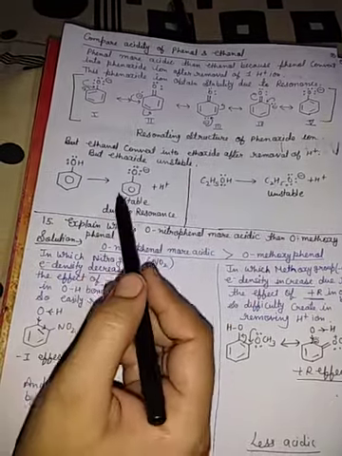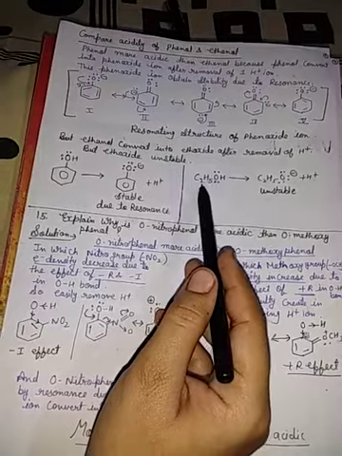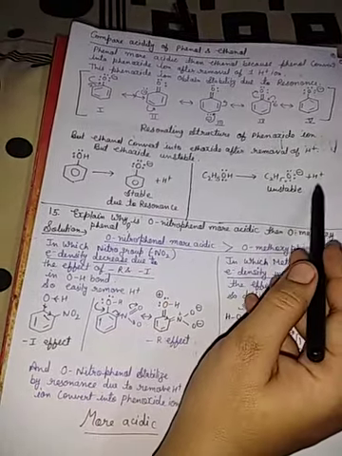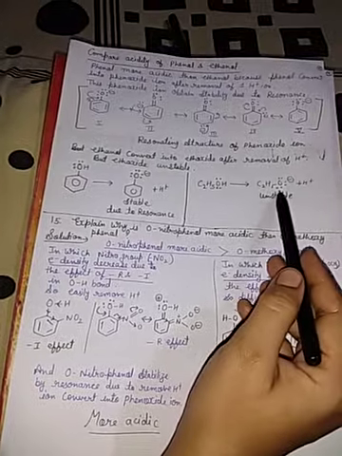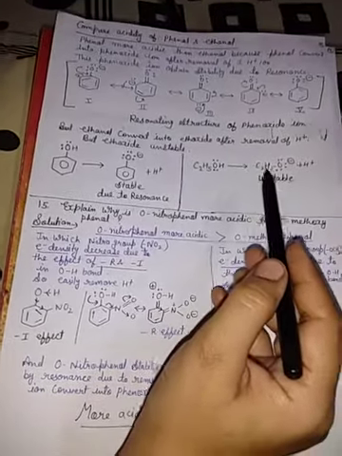But in ethanol, C2H5OH, whenever H plus is removed, an alkoxide ion, the ethoxide ion, forms, but it is unstable.